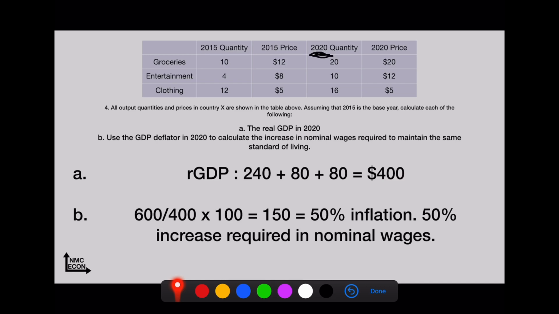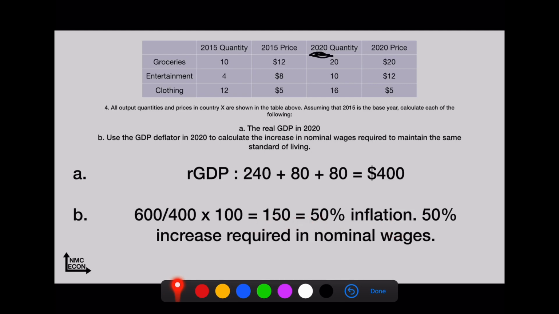Now, B asks you how much more do people need to get paid in order to be able to buy the same amount of stuff or maintain their same standard of living. Use the deflator formula. That is nominal divided by real multiplied by 100. So 600 divided by 400 times 100, you get 150. That's going to tell you that 50% inflation happened.